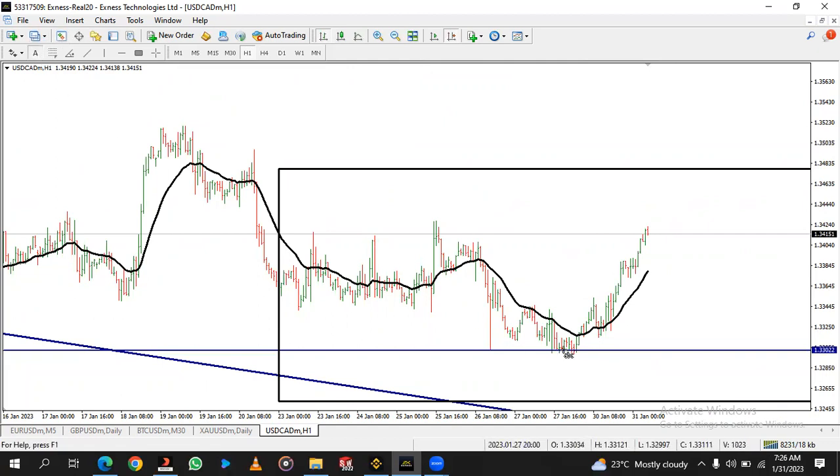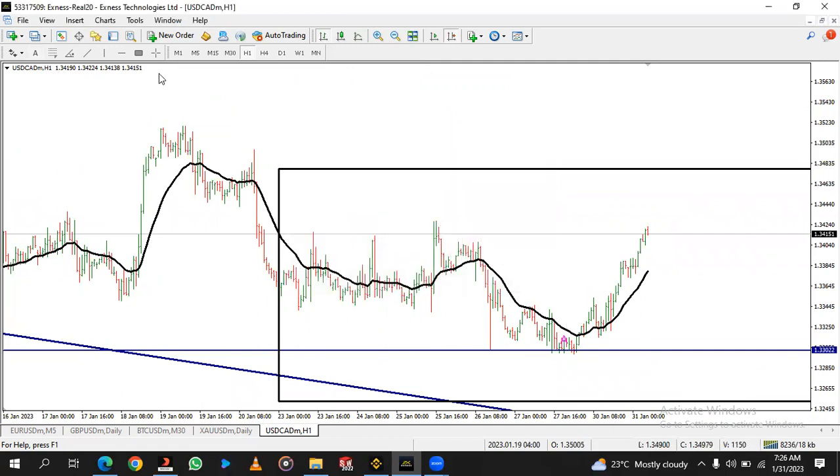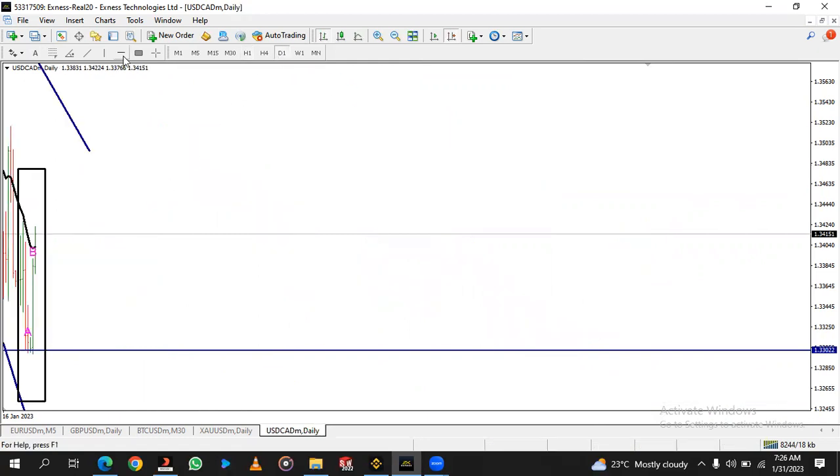This is our level A, around this point. And we have our level B around somewhere here. And this is the daily time frame, okay? This is level B.